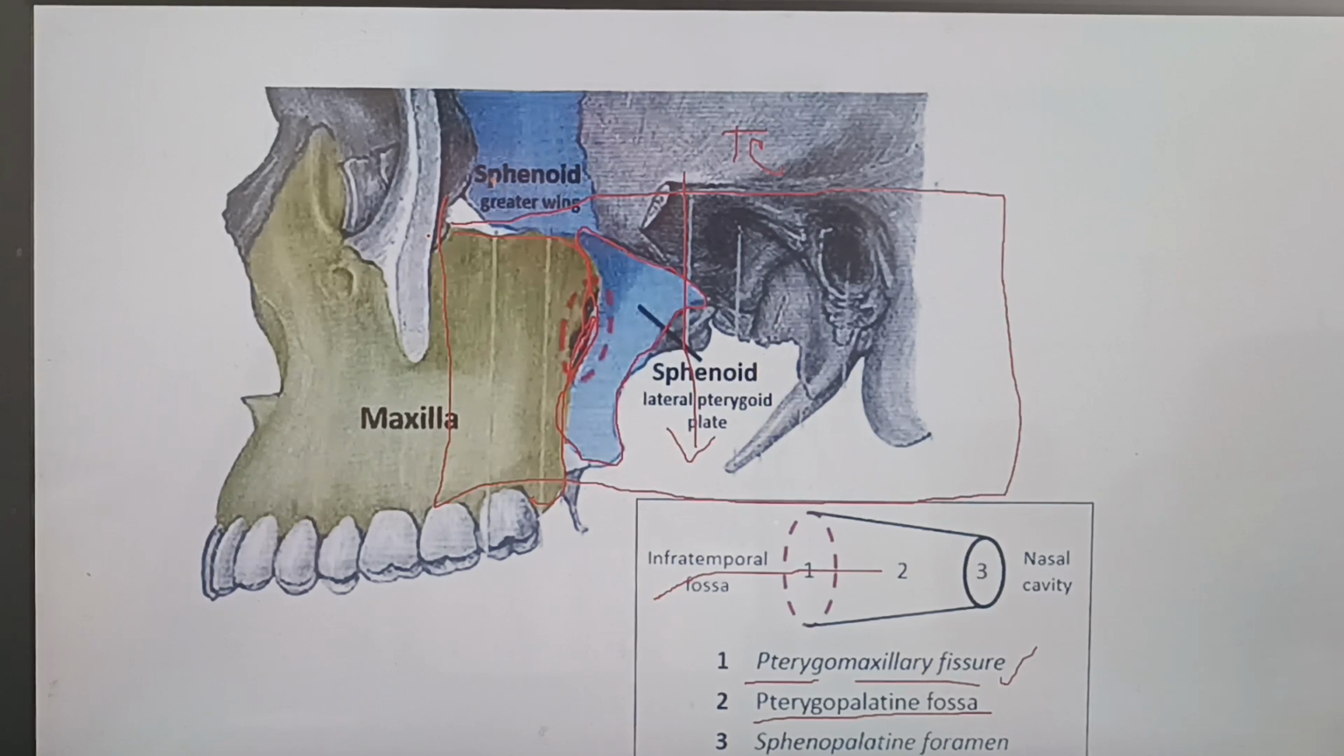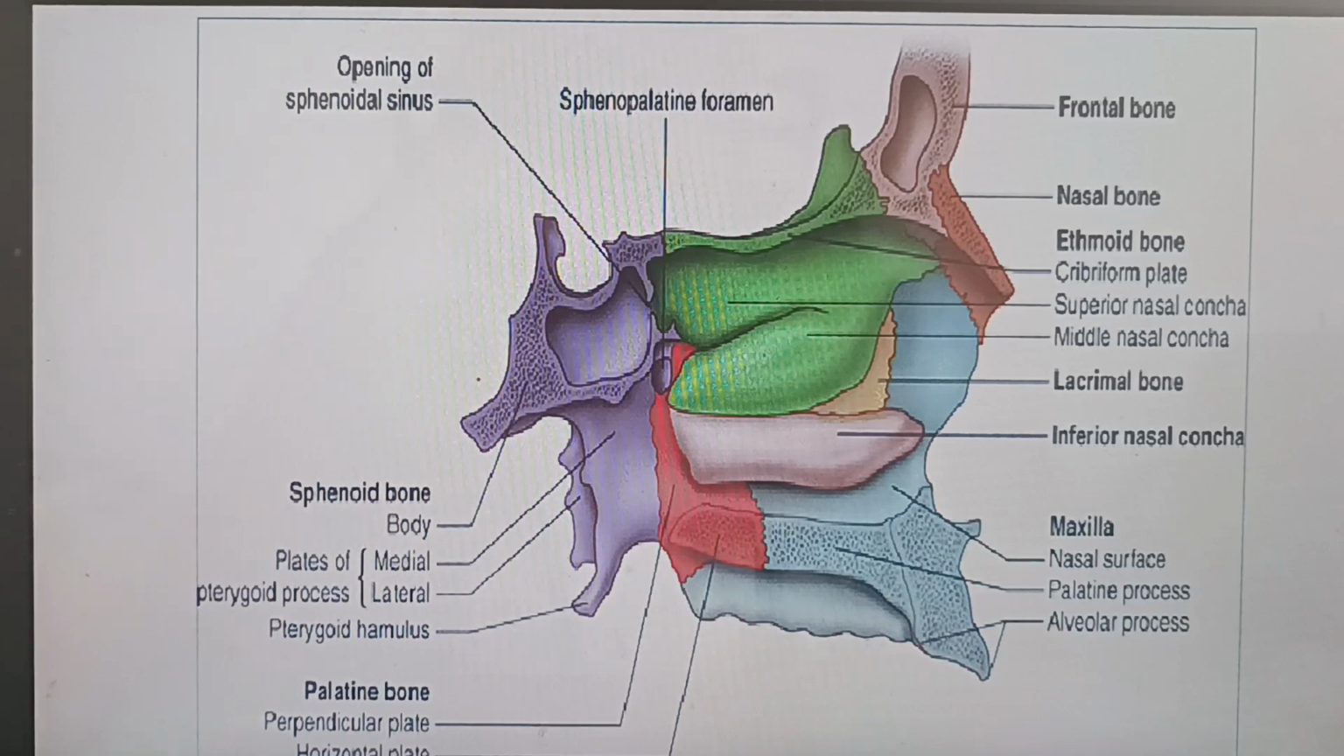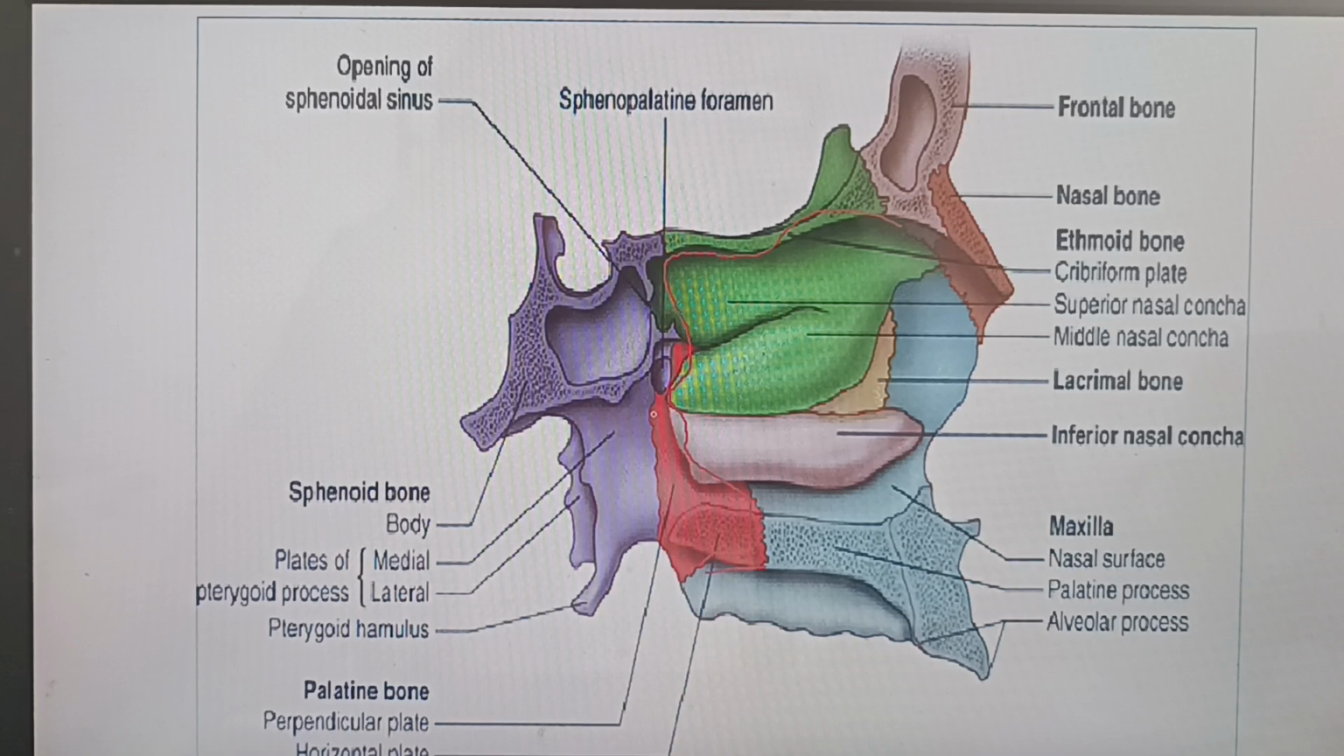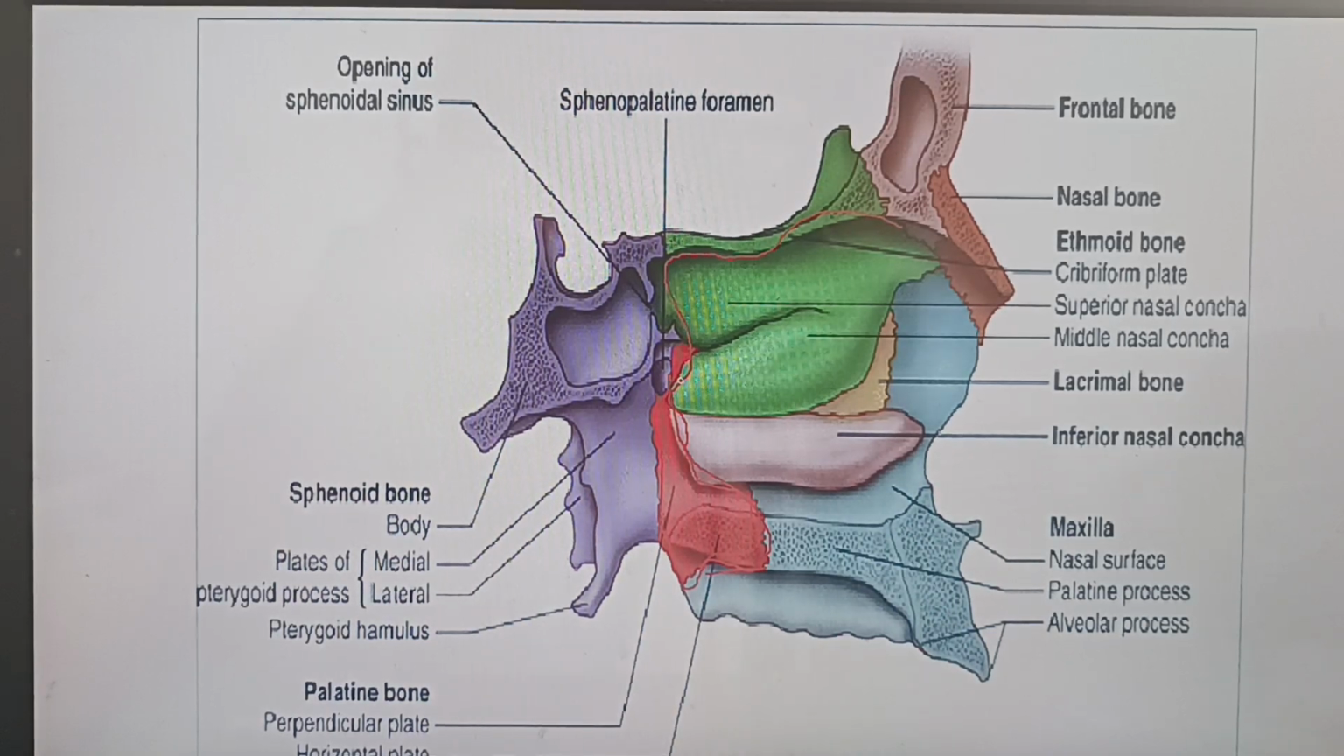For that, we have to go to another view where we take a sagittal section of the skull and go into the inner aspect. So here is the inner aspect. What you see here is the lateral wall of the nasal cavity. Now here what you see in the red color is the palatine bone. So now you would have understood how this palatine bone is forming the floor of the pterygopalatine fossa.